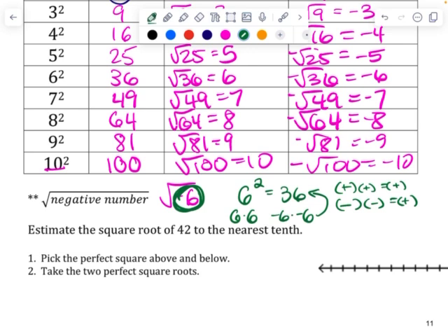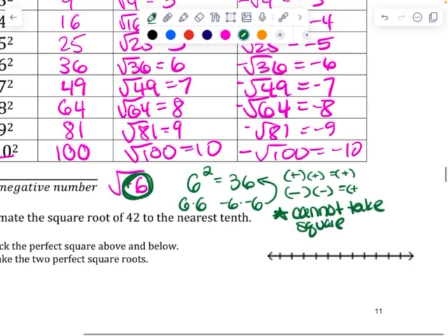So I can't take the square root of, let's say, 36 and say it was 6 times negative 6. No, you can't do that, because these numbers have to be the exact same. So you can never take the square root of a negative number. So I want you to star that and write it: cannot take square root of a negative number.